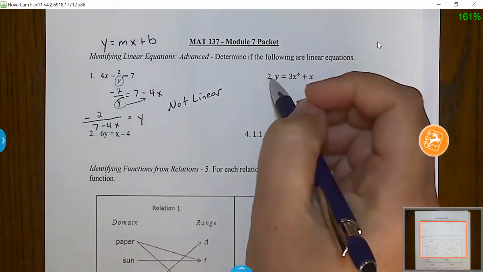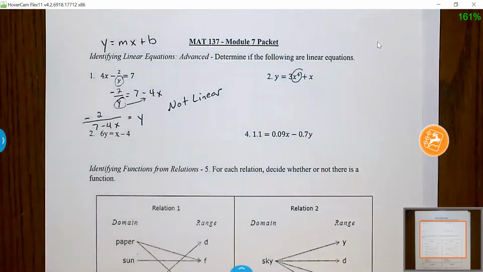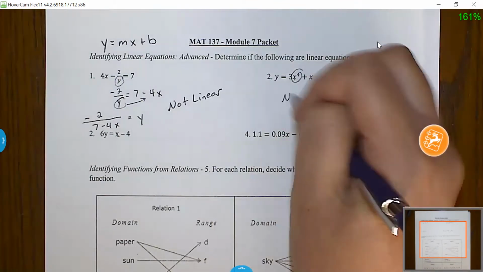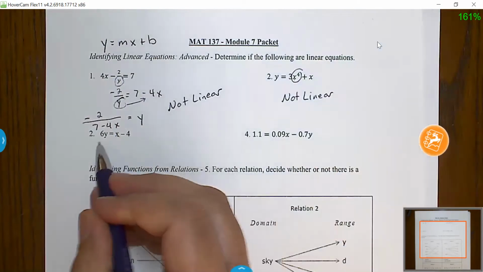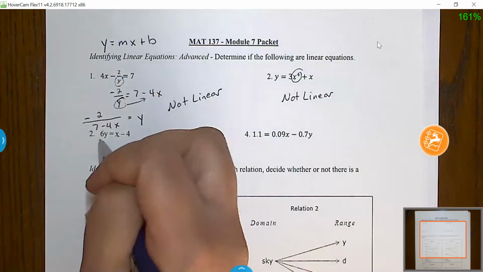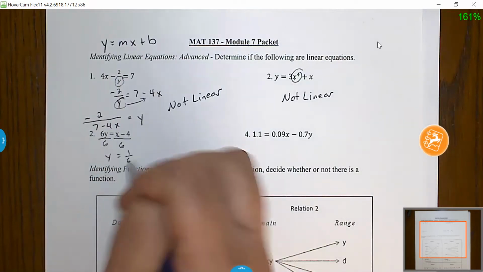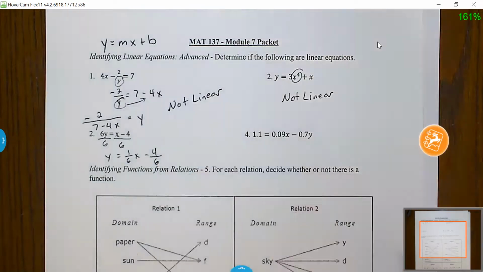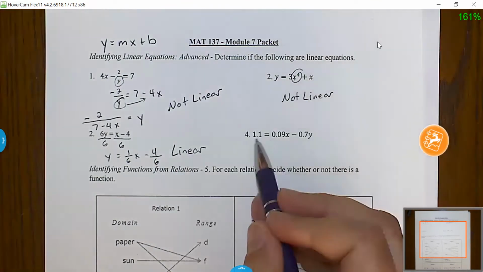Number 2, instantly looking at this, I have an x to the 4th. Anytime you have x raised to a power other than 1, it is not linear. Not linear. 6y equals x minus 4. If I divide everything by 6, I get y equals 1/6 x minus 4 over 6. This is in the form y equals mx plus b. This is linear.